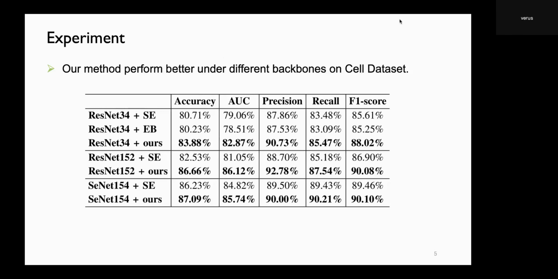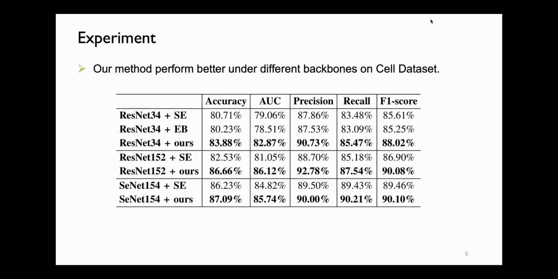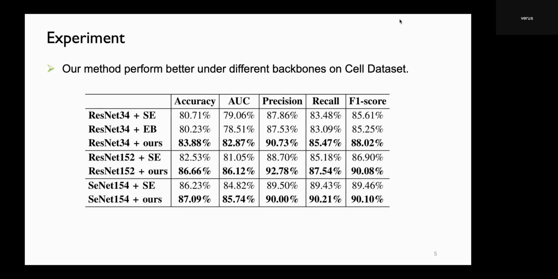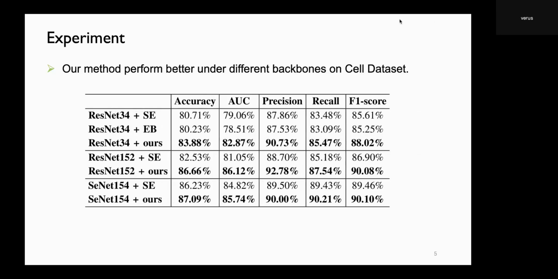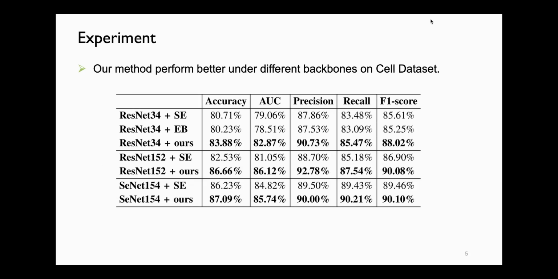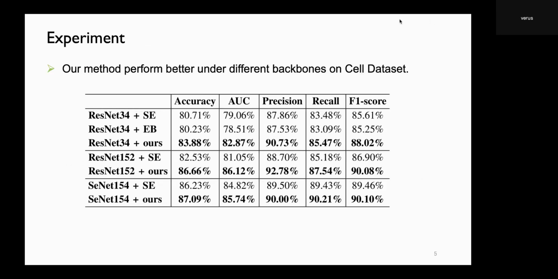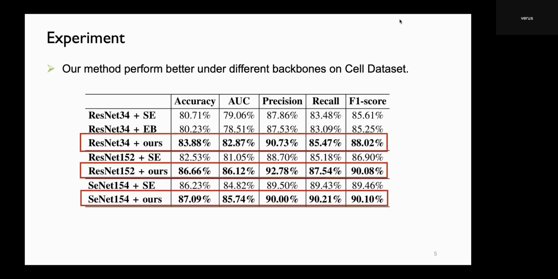And EB is short for ensemble, also meaning bagging. We average 3 models trained on randomly selected 80% of the data. And as mentioned before, our result is from averaging 3 models trained with all data and high confidence test data. We can see clearly from this table that our method performs better on different model backbones.